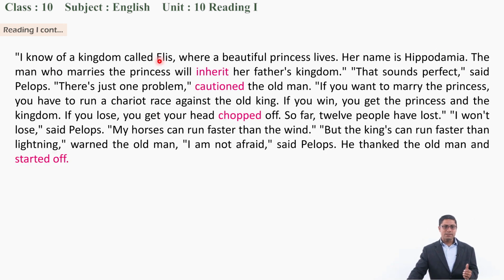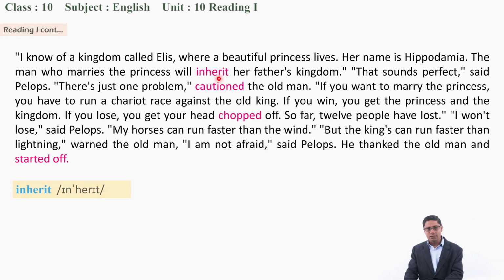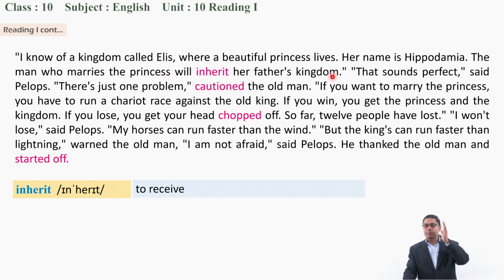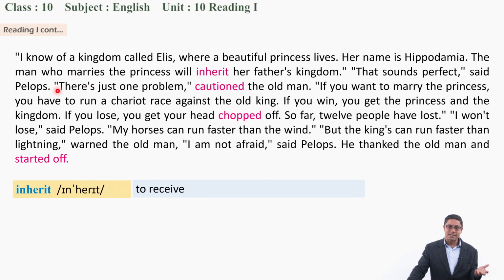"I know of a kingdom called Elis, where a beautiful princess lives." See, the old man is telling Pelops. "Her name is Hippodamia. The man who marries the princess will inherit her father's kingdom." Do you know the meaning of the word inherit? Inherit means to receive. So the man who would marry the princess would receive the father's kingdom, meaning he would become the king. "That sounds perfect," said Pelops, because he was looking for a kingdom.